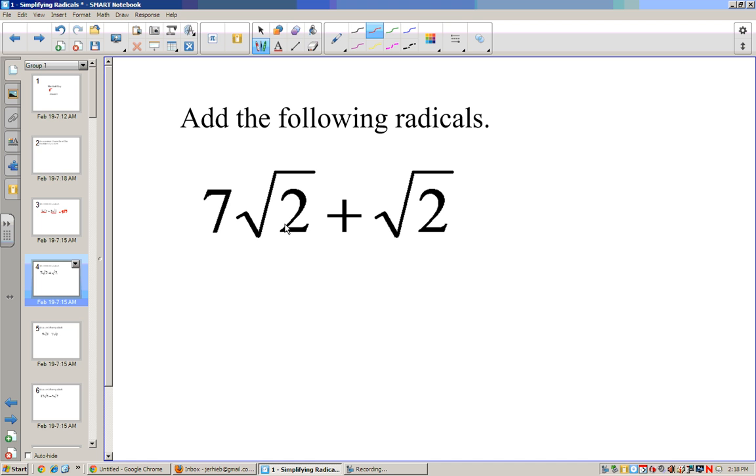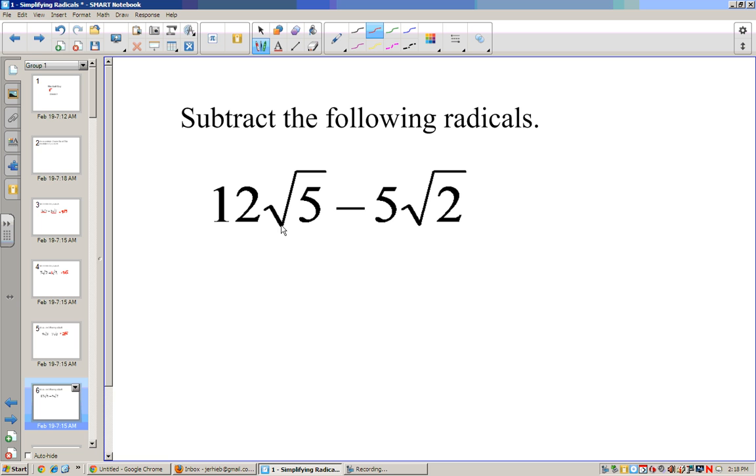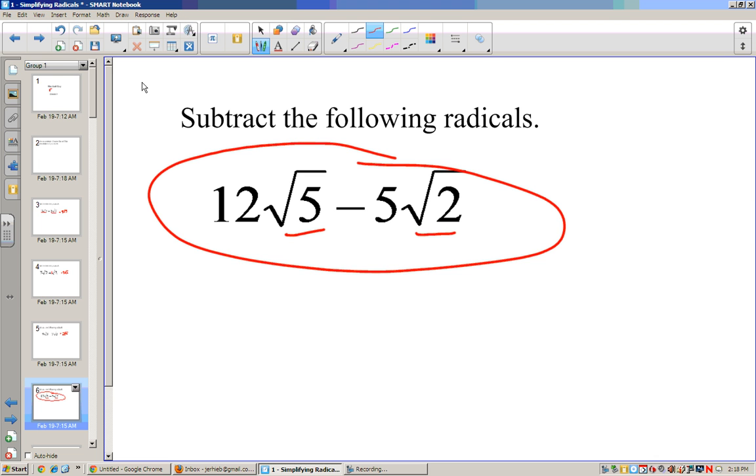Just like if we have 7 root 2 plus another root 2, that's like 1 root 2. So that would be 8 times the square root of 2. If I have 9 root 3 minus 7 root 3, you subtract the 9 and the 7, so this becomes 2 times the square root of 3. Now if I have 12 root 5 minus 5 root 2, since our square roots are not the same, we can't subtract them, so this is as simplified as we can get it.